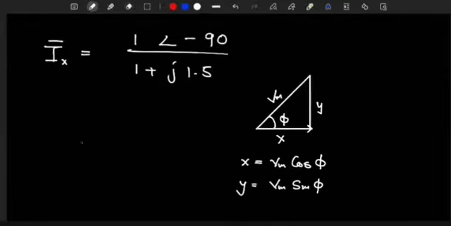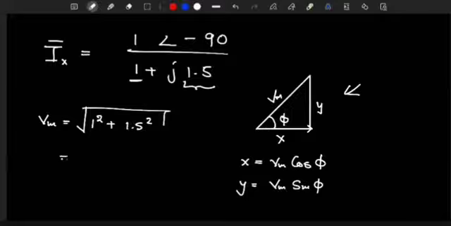So if I wanted to convert from rectangular to polar, we're still basically using this triangle. Now V max will be given by Pythagoras theorem, the two shorter sides squared. So x is 1 in this case, so 1 squared. y is 1.5, so it will be 1.5 squared. So 1.5 squared, we get that plus 1, and then square root of our answer. We get 1.8.